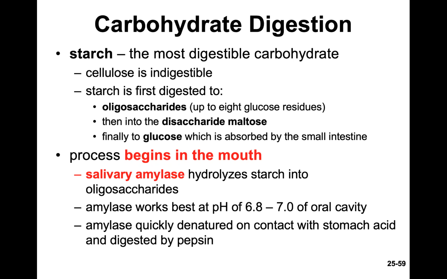Welcome to part four of the digestive system physiology. This is the part where we actually get into all the mechanisms of breakdown and absorption of carbs, fats, and proteins. So we're going to start with carbohydrates.